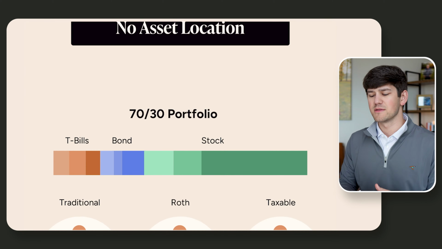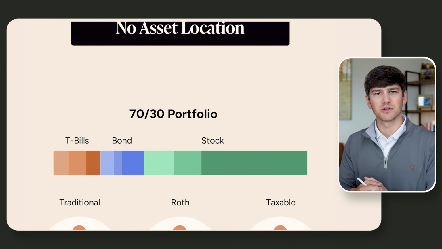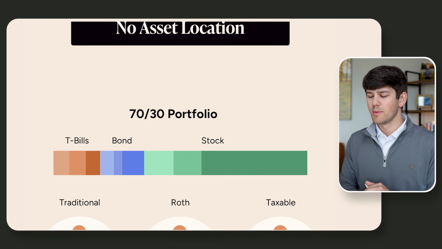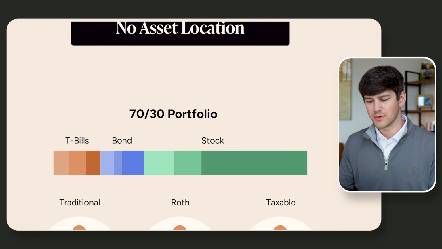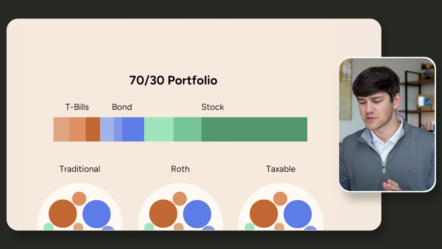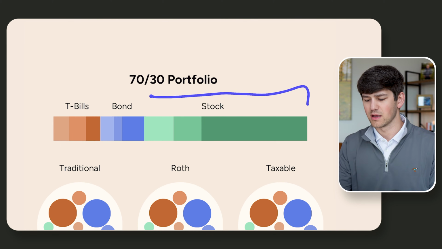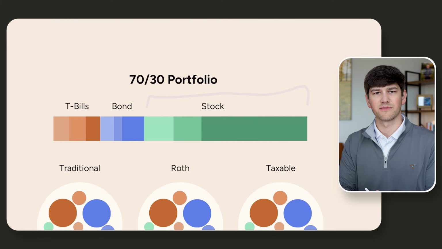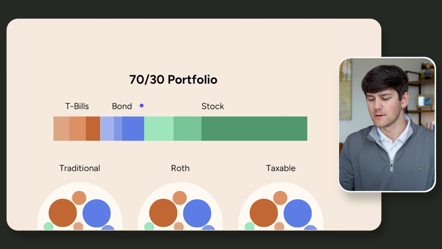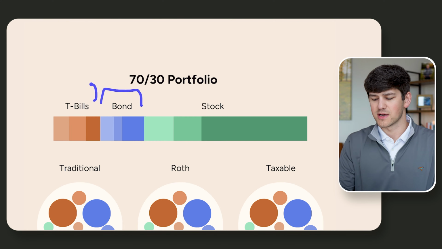So let's take a minute and break this down and look at this visually, that way we can make more sense of it. Right here we can see what a 70-30 allocation across, let's call it $1 million, would look like with no asset location. All of the different colors of green are still stock, just different sub-asset classes, if you will. We also have bonds and we also have treasury bills.